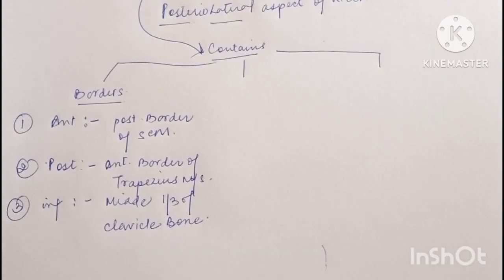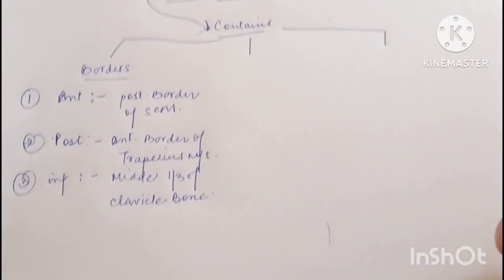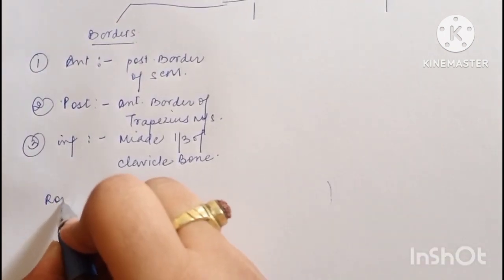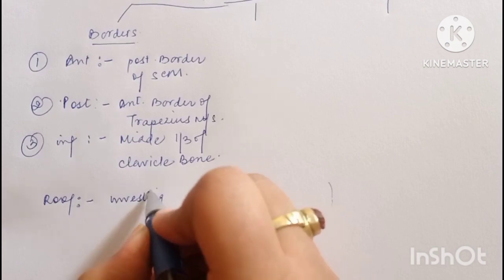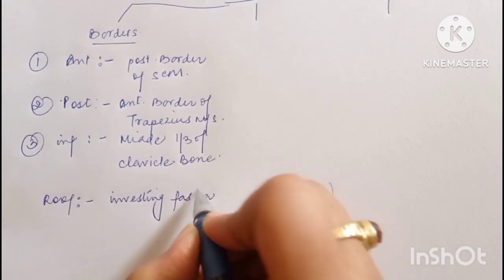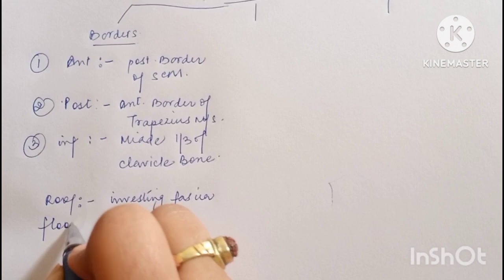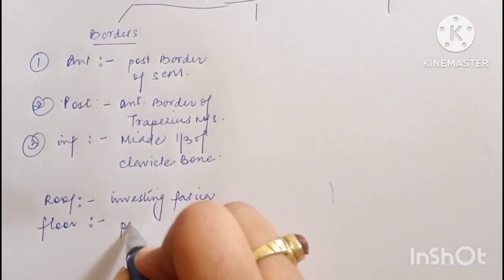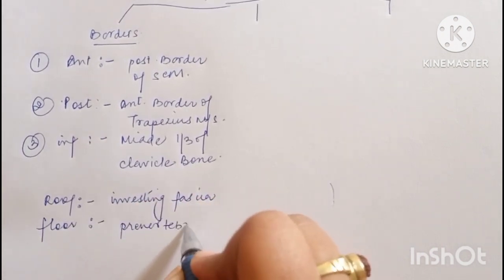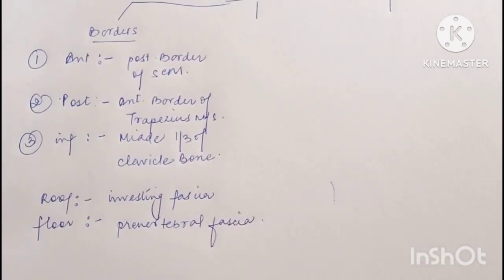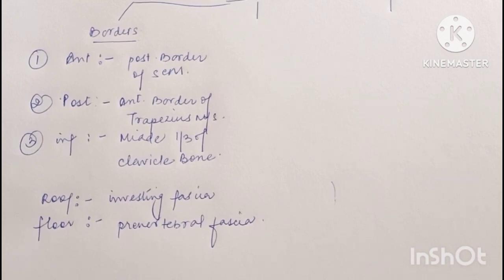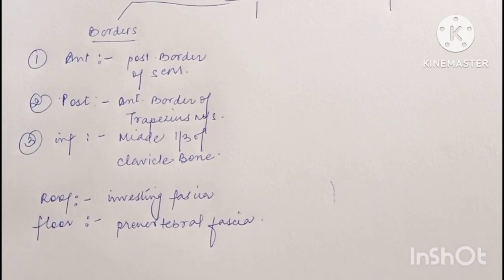Now let's come to the roof. The roof is formed by the investing fascia, and the floor is formed by the prevertebral fascia. Now what is prevertebral fascia? Prevertebral fascia is the deep layer of the cervical fascia that also surrounds the vertebral column. That's all about the borders.